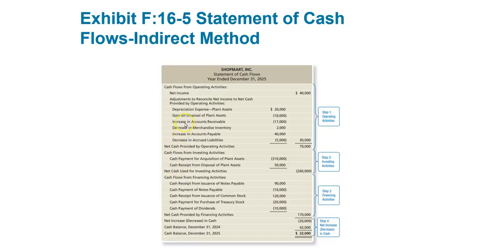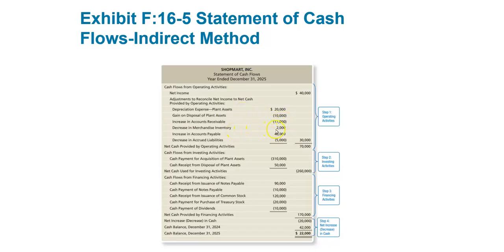We have an increase in accounts receivable. Okay, we subtract that out. I'll be showing you a chart which makes this a little easier to complete. But if accounts receivable increased, that means we didn't receive cash. We increased our accounts receivable. The difference between the two and net income would be that increase in accounts receivable that we didn't receive cash for, so we have to subtract it out.